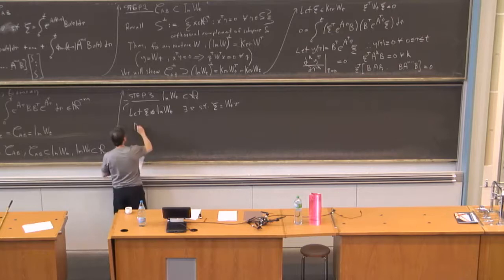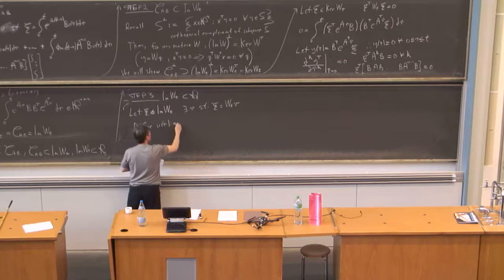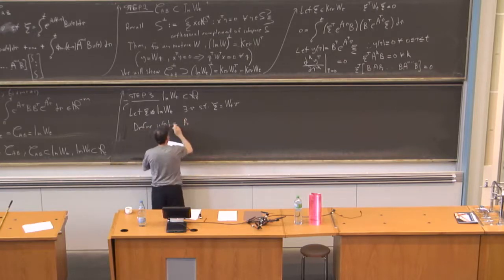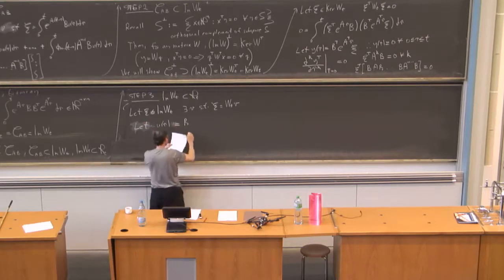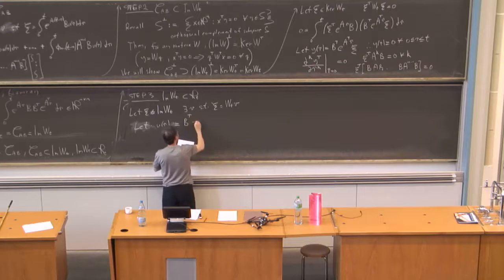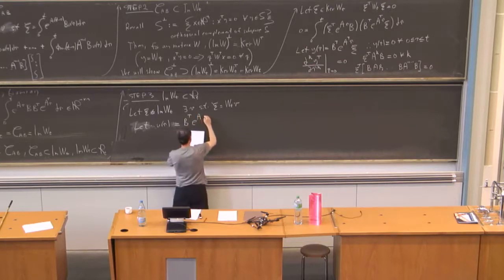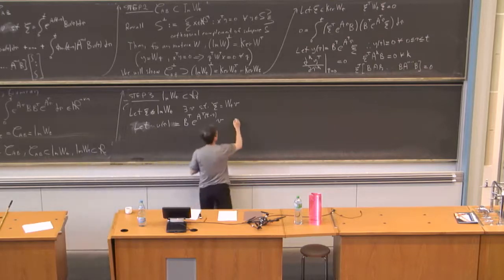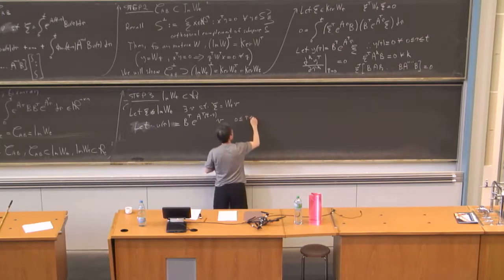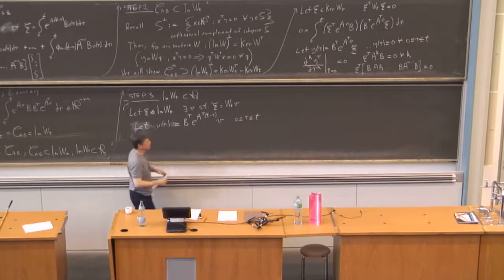And then define u of tau, let u of tau be equal to B transpose e to the A transpose (t minus tau) v in the interval 0 less than or equal to tau less than or equal to t. Remember, t is fixed, right? We're fixing t.